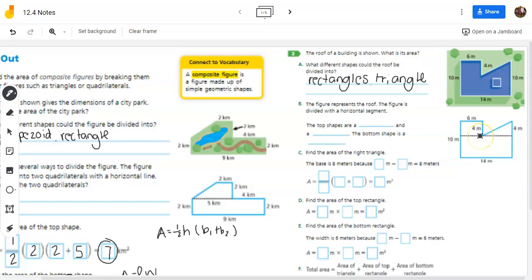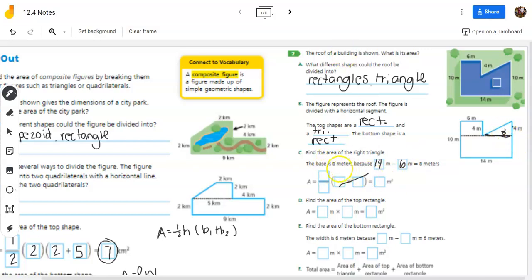So the top shapes, I have a rectangle, which is right here, and a triangle. I'm going to abbreviate because I write way too big for these blanks. This is a rectangle, and this is going to be a triangle. On the bottom shape, we have a big old rectangle. We're first going to find the area of the right triangle. So I know one number is 4, but we don't know this right here. To find this, we're going to take 14 minus 6, and we get 8. So this right here is 8.